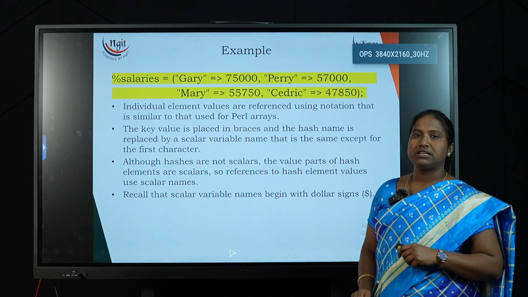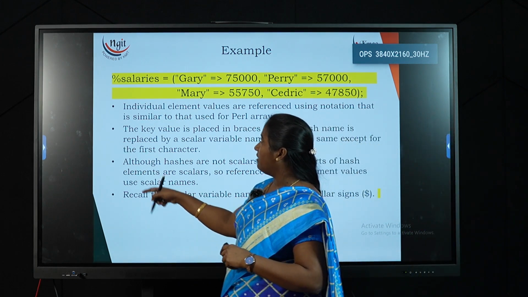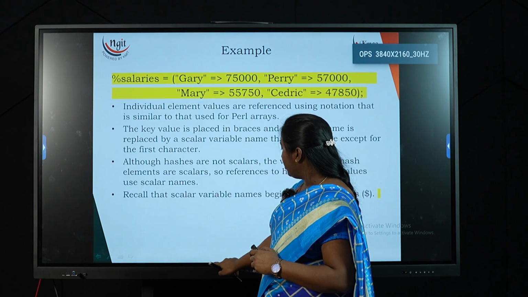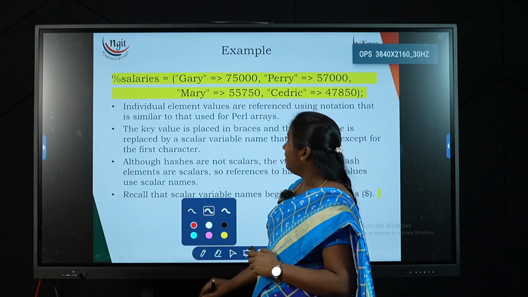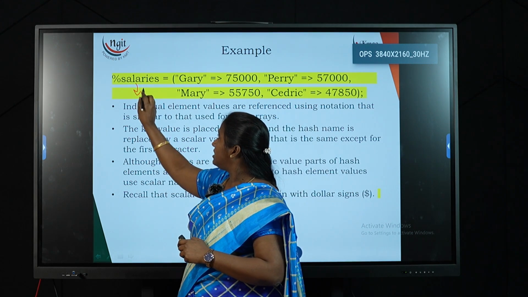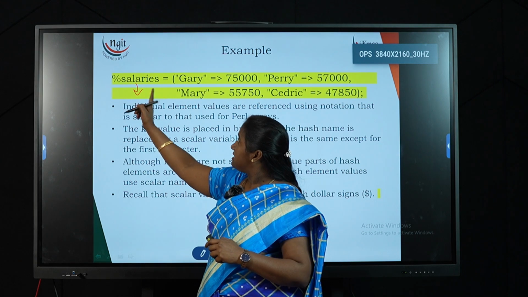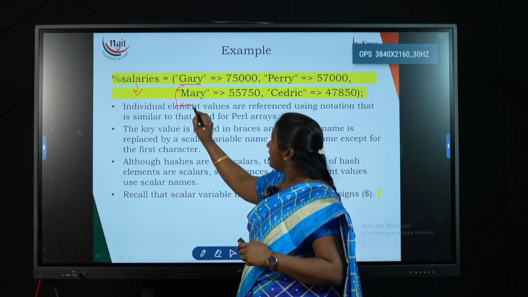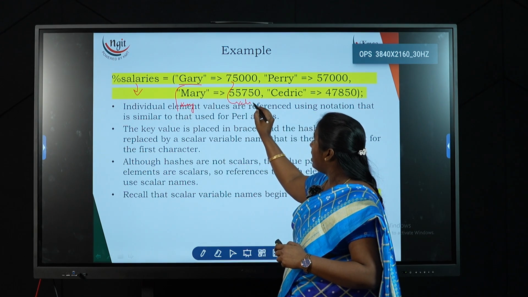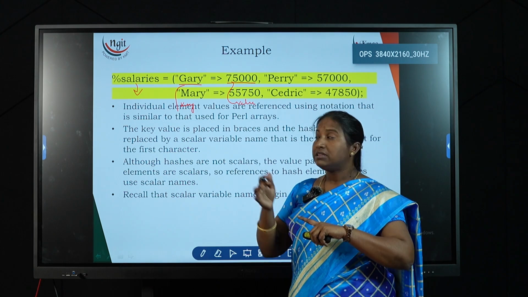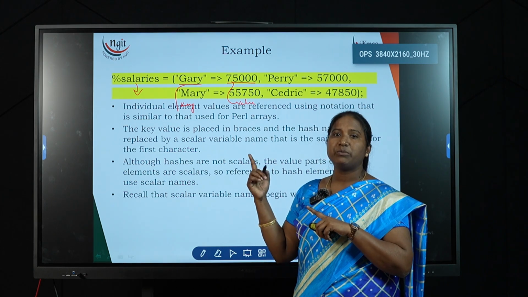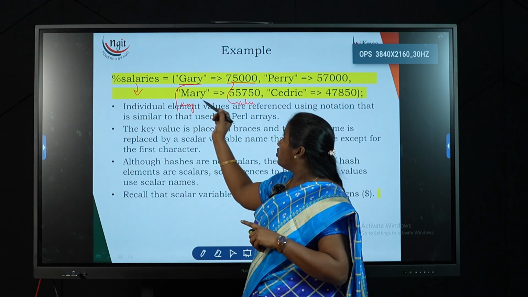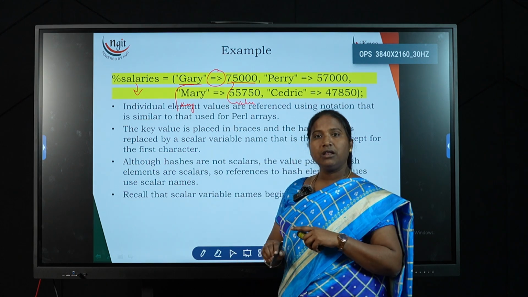Now let's look into this example. So I told you just now that a variable will get preceded with what? Percentile. Then you have to understand the syntax written in Perl in order to use associative arrays. Percentile salaries is equal to, and this is the key, and this is the value, and this value can be a number, a string, a reference, it can be anything. Now that is your key value. So this is the assignment operator in Perl.